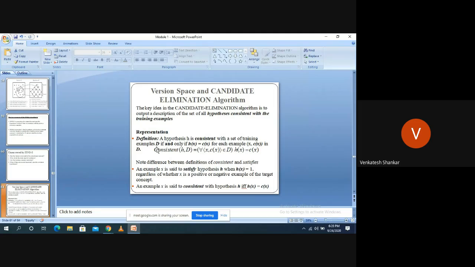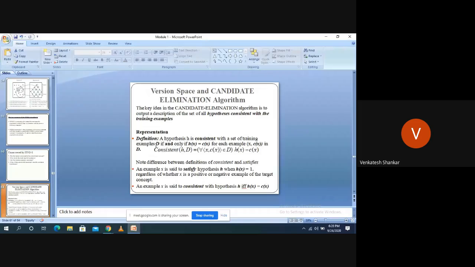The definition for the candidate elimination algorithm: a hypothesis H is consistent with the set of training examples D if and only if H(x) equals C(x). H(x) means what? The hypothesis. C(x) means what? The target value. Understood here? That's why H(x) equals C(x), in consistency with D. Here D is represented by the examples, H indicates the hypothesis, and C indicates what?